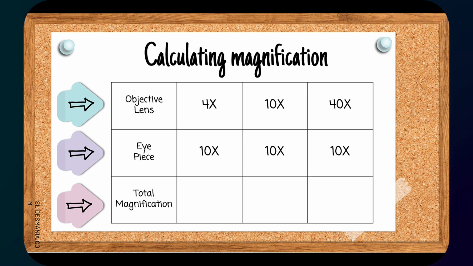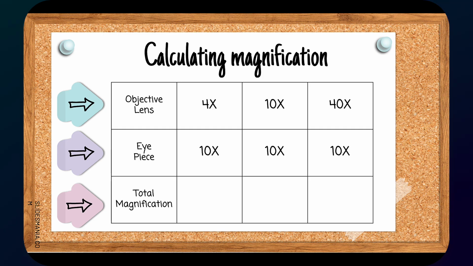Let's practice calculating the total magnification that you'll get with each lens. To get this number, you will multiply the magnification of the objective lens by the magnification of the eyepiece. Pretty easy.